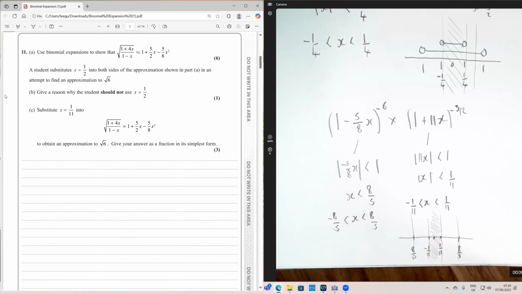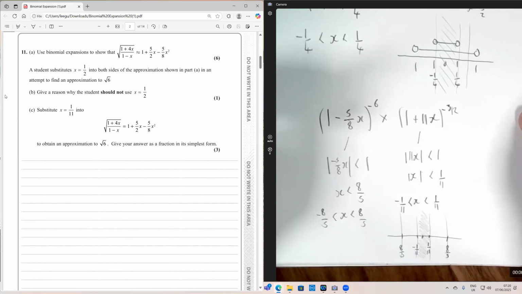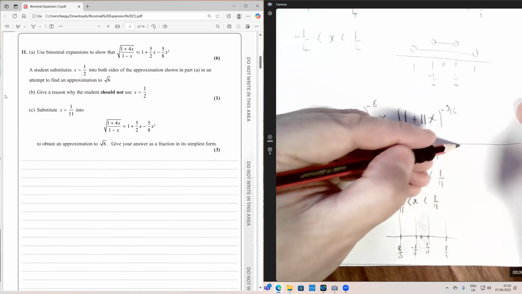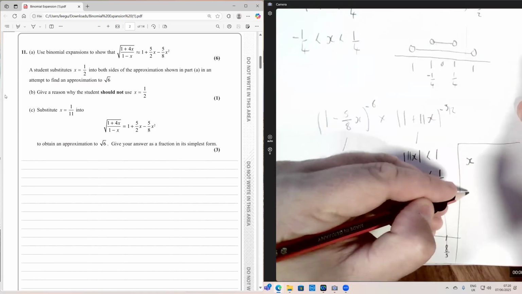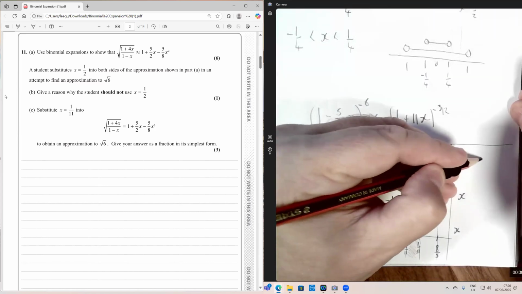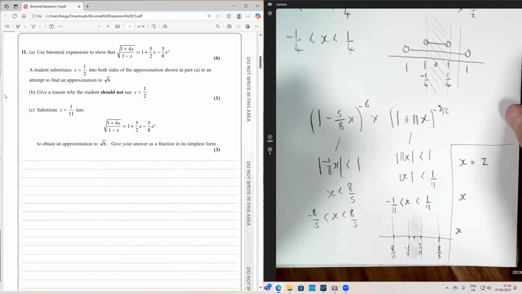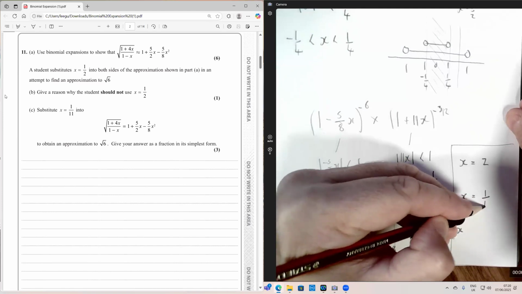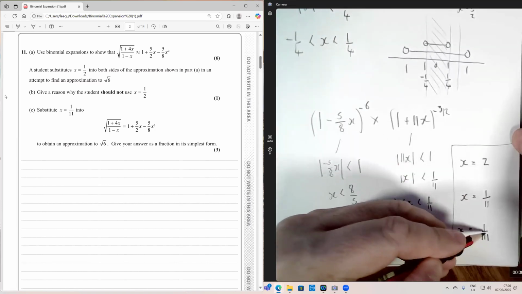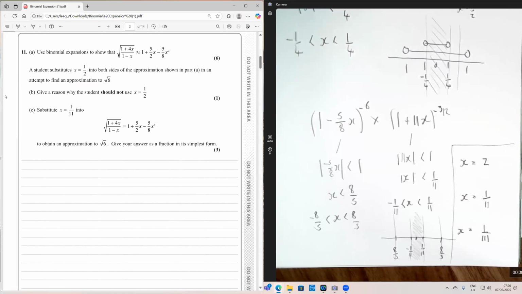Okay. So they could ask you, let's say, this expansion would only work for the modulus of x less than 1 over 11. Now, I've seen them ask this. Let's say a student wants to use 3 different values to substitute into the expansion. Let's say they want to use x equal to 2, x equal to 1 over 11, and x equal to 1 over 111. Now, let's say the question says, which values can they use? Which values can they not use? And which one would give the most accurate answer?